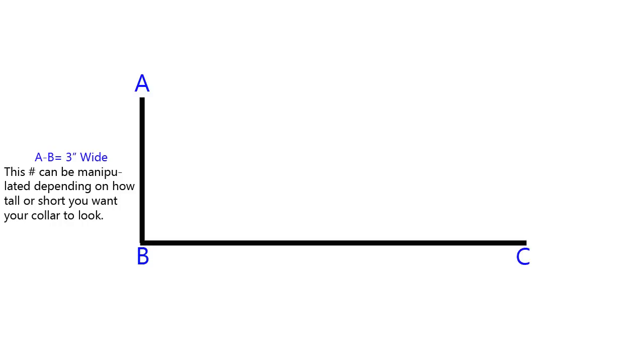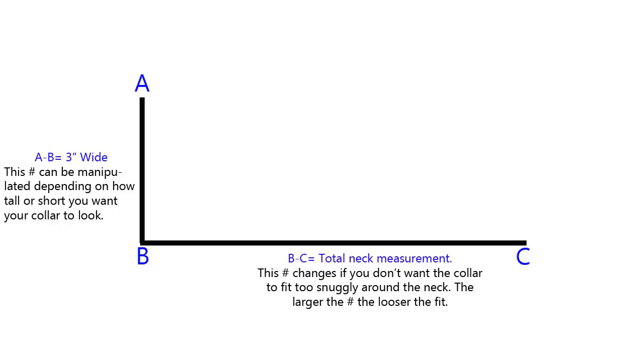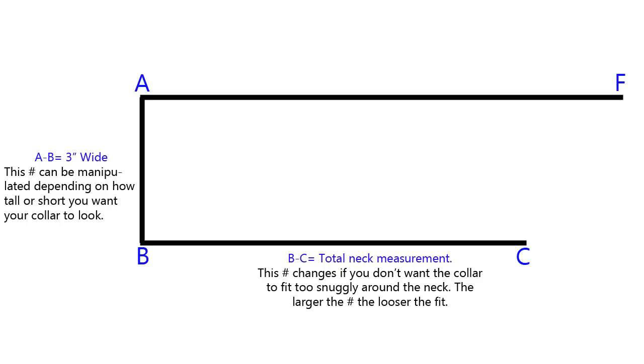Now draw a horizontal line that is the same measurement as your neck. This can be changed depending on how loose you want your collar to fit. I usually add about an extra 1/4 inch to my neck so it doesn't feel like I'm being choked by someone. Draw a second line at the top, and this line is your neck measurement plus an extra inch.